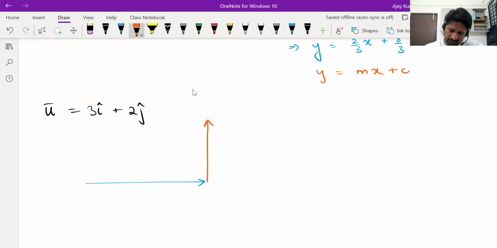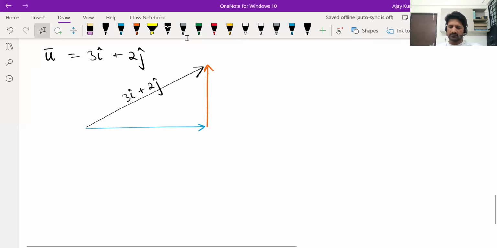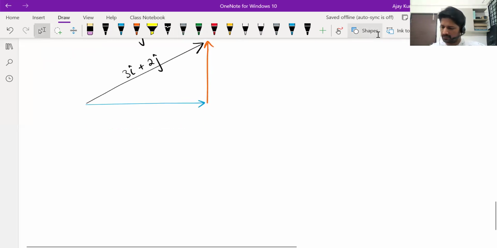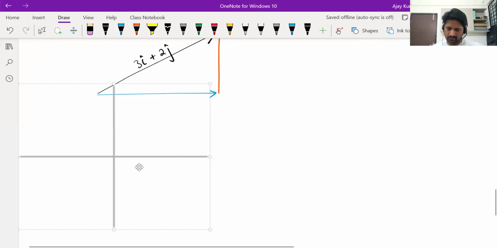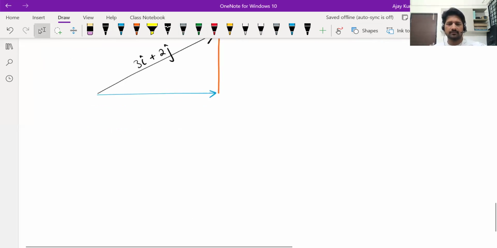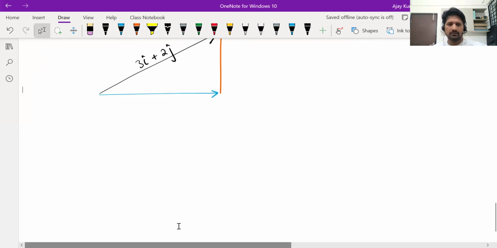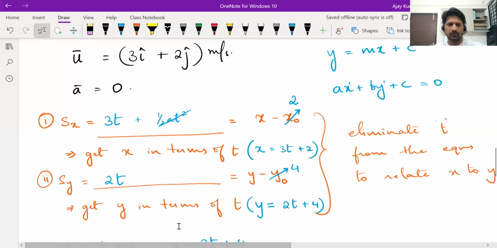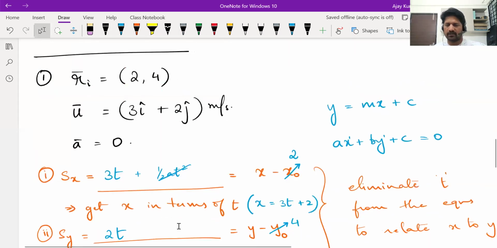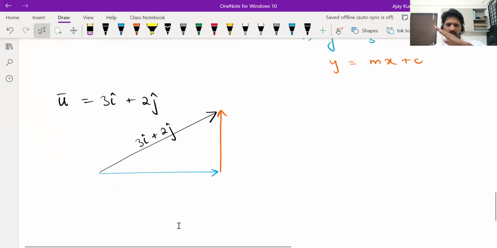So the velocity of the object is in this direction, 3 i cap plus 2 j cap. It moves like that. Okay. Let us visualize its motion on the xy plane. The point where it's starting from, 2, 4, is in the first quadrant, and its velocity is also pointed like this. You can see how the velocity is inclined, so it continues to move in the first quadrant. So taking the first quadrant will be enough.